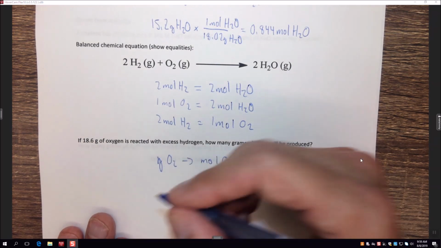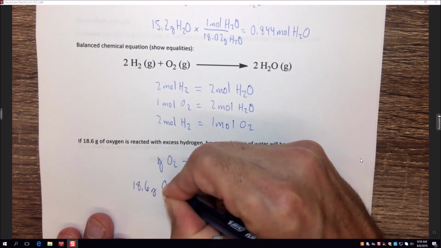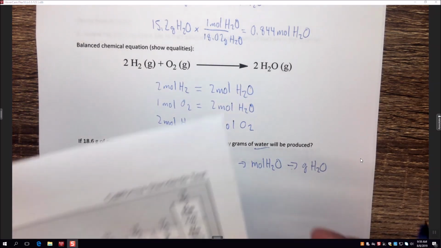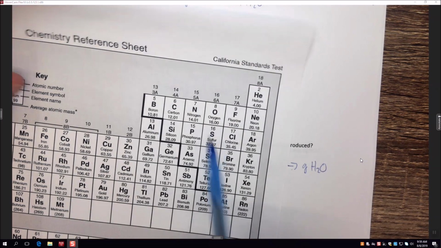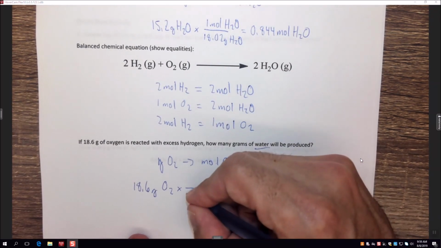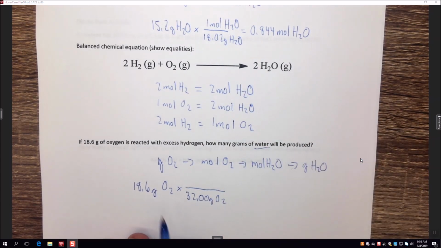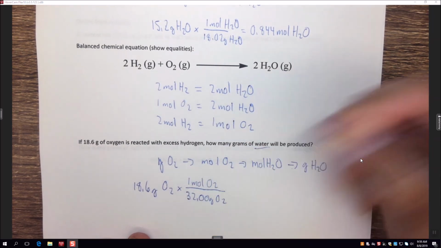So let's start this problem. If we start with 18.6 grams of oxygen times, well, we use our periodic table and we know that oxygen is O2, so there's 2 of them. So 2 times 16 is 32 grams of oxygen, and I want grams on the bottom so it'll cancel out. And 32 grams of oxygen is exactly equal to 1 mole of oxygen.